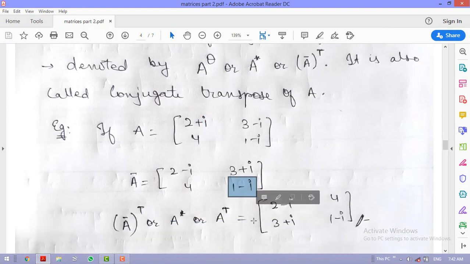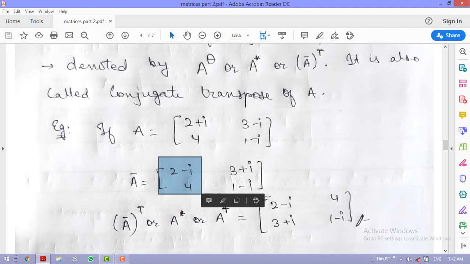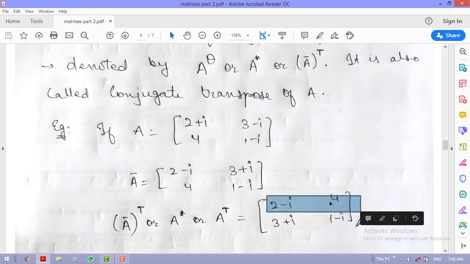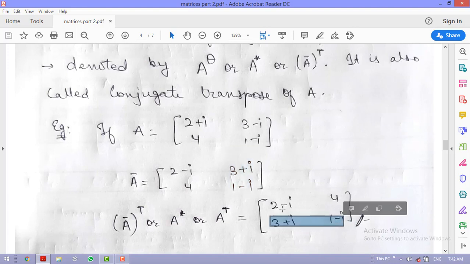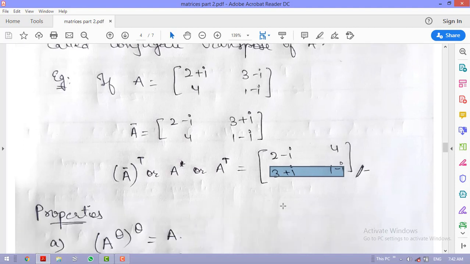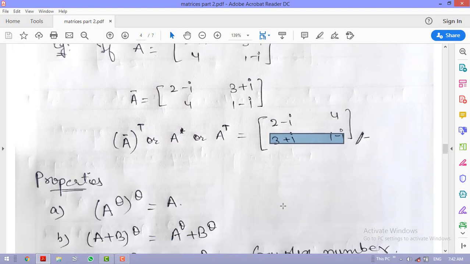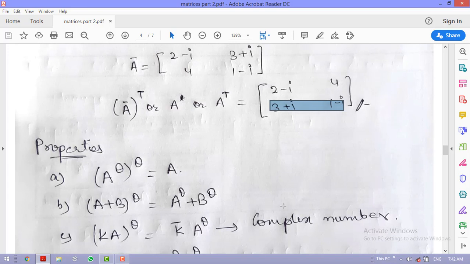Then after that, I am applying a transpose to that. Here, this column has been changed to a row: 2 minus i, 4 as a column has changed to 2 minus i, 4 as a row. Then this column has been changed into a row as 3 plus i, and 1 plus i, which I wrote as 1 minus i, you can just replace from your side, right? So now let us see the properties of that.